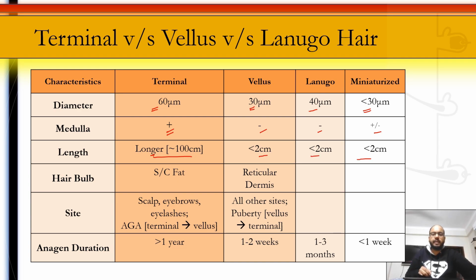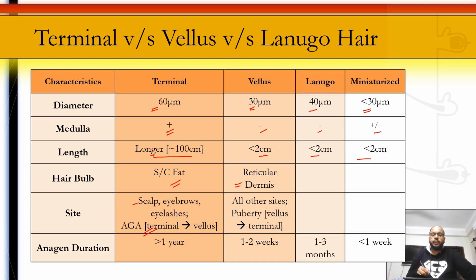Clear? The hair bulb lies in the subcutaneous fat in terminal, while it lies in the reticular dermis in case of vellus hair. We know the sites of terminal hair as scalp, eyebrows, eyelashes, and all other sites are vellus hair. Now, during puberty, vellus hair will turn into terminal hair on specific sites like the axilla or the pubic region or the beard region. Okay. While during androgenetic alopecia, the terminal hair will turn into vellus hair.